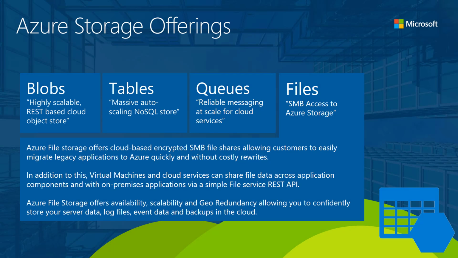Finally, Azure File Storage offers cloud-based encrypted SMB file shares, allowing customers to easily migrate legacy applications to Azure quickly and without costly rewrites. In addition to this, virtual machines and cloud services can share file data across application components and with on-premises applications via a simple file service REST API. Azure File Storage offers availability, scalability, and geo-redundancy, allowing you to confidently store your server data, log files, event data, and backups in the cloud.